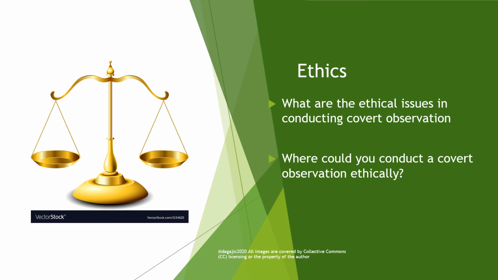So ethics then. As we've said, the ethics are about consent and deception, right to withdraw. People don't know they're being observed, so they can't have given you their consent. Well, if they found out later, they might feel that they've been deceived. And of course, if they don't know they're being observed, there's no right to withdraw either. So where could we conduct a covert observation ethically? The basic answer to that is in a public place.